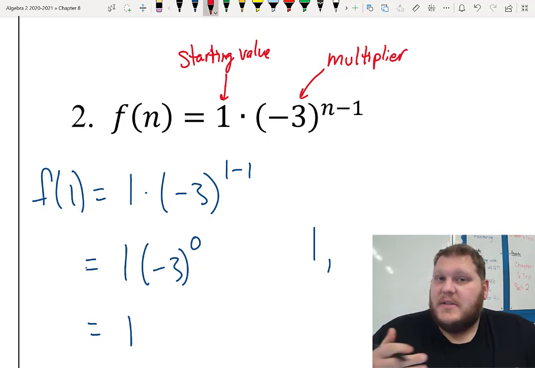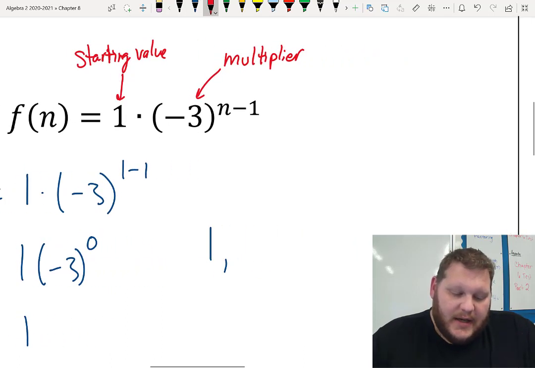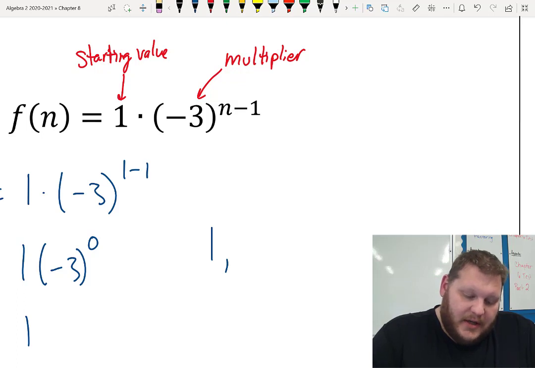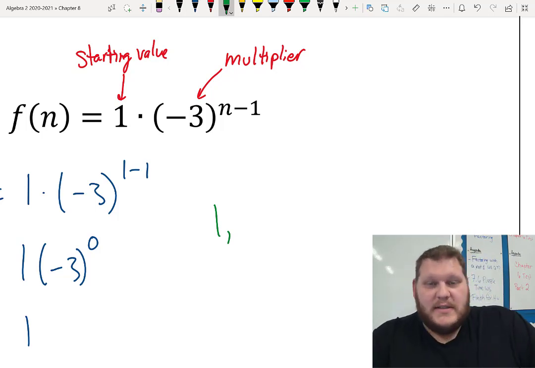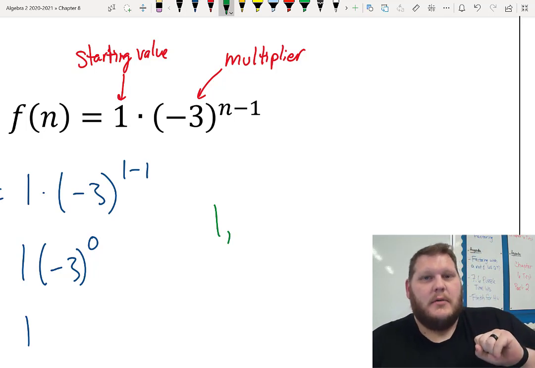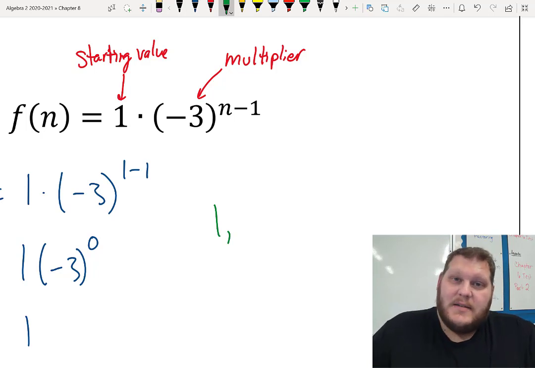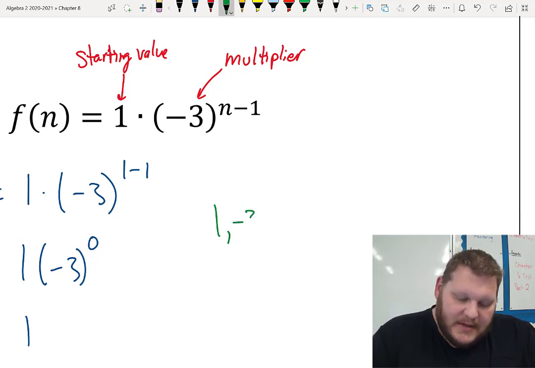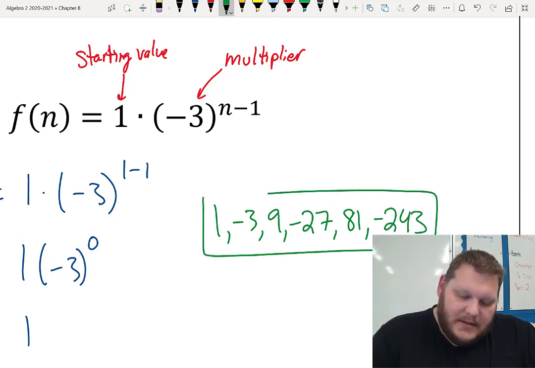So again, if you don't feel like continuously plugging in 1 through 6 for n to find the different terms, I can use this as a shortcut where I know that my first value is 1, that's what we plugged in for, or alternatively, you could look in your equation and say, oh, hey, that first thing right there in front is a positive 1. That's my starting value. So then from here, I'm just multiplying by negative 3 to get to my next term in the sequence. So 1 times negative 3 is negative 3, times negative 3 is 9, negative 27, positive 81, and negative 243. Those are the first 6 terms in that sequence.